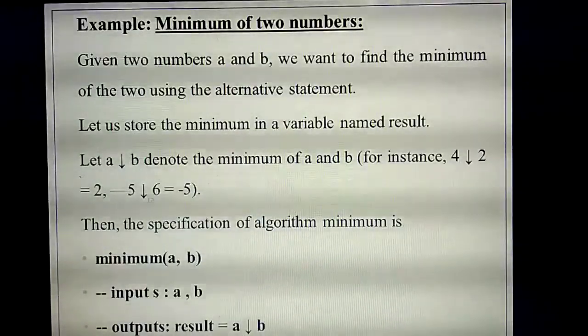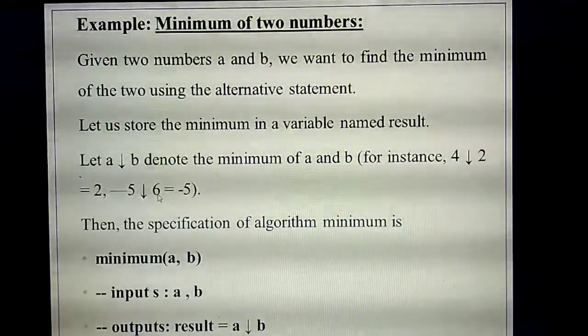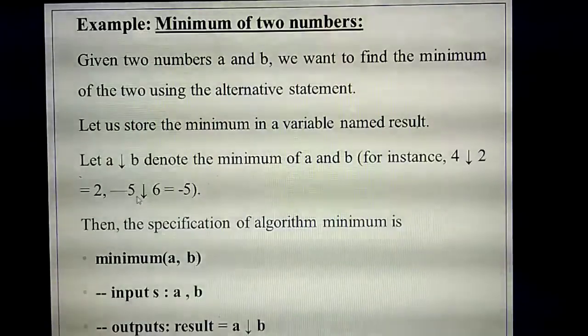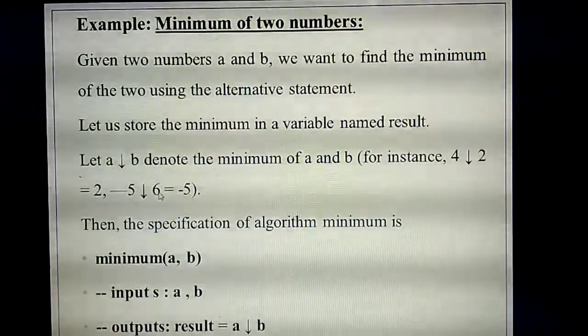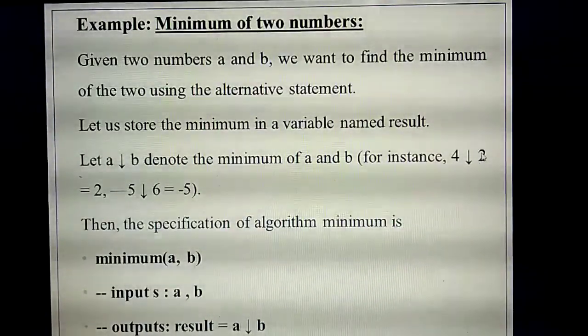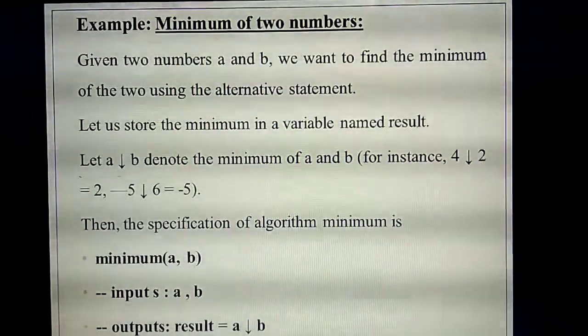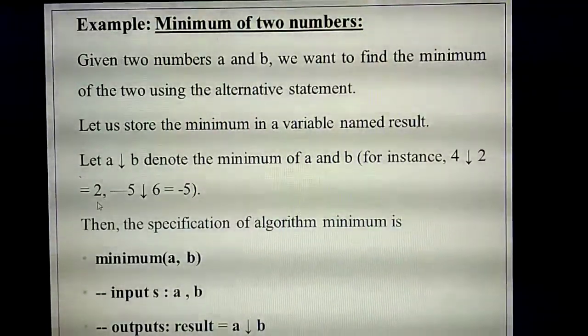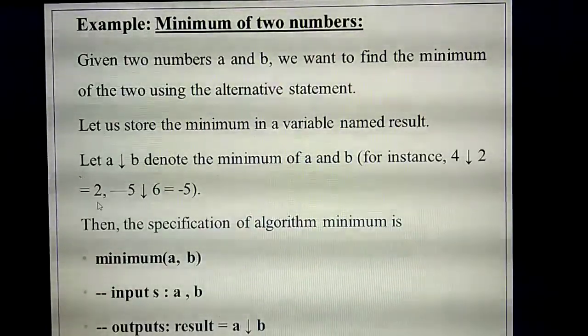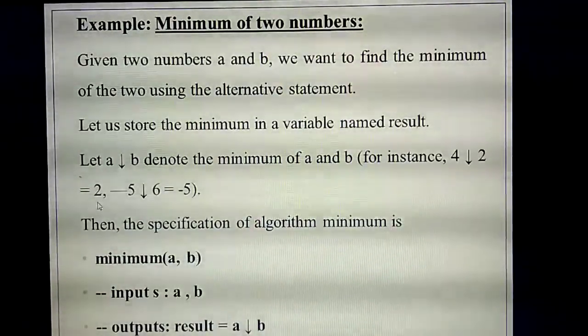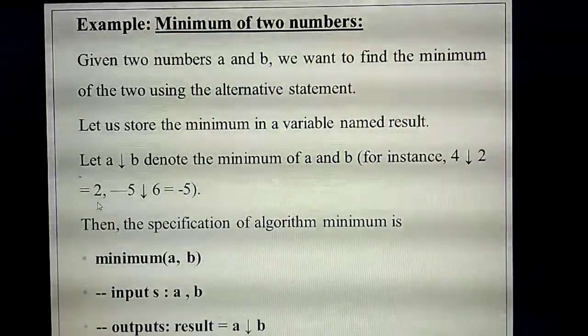Next, minus 5 minimum of 6. Which one is the smallest value? Minus 5. So how many variables are required? 2. Here the value of A is 4 and the value of B is 2. The answer 2 is stored in the variable result. Next we are going to write a specification algorithm for this minimum of 2 numbers. What's the format for writing a specification algorithm?